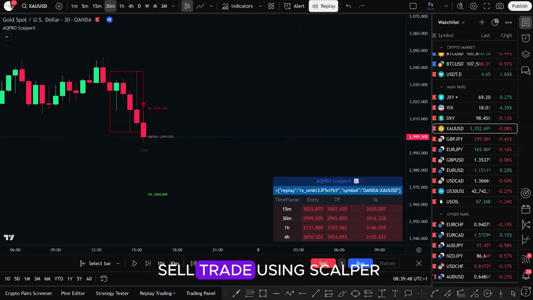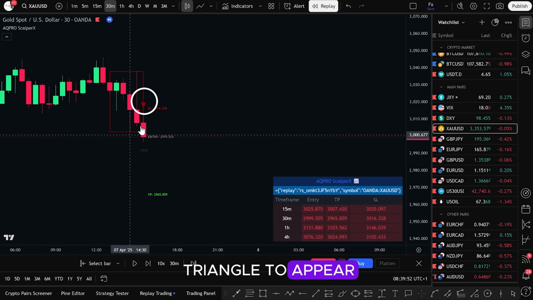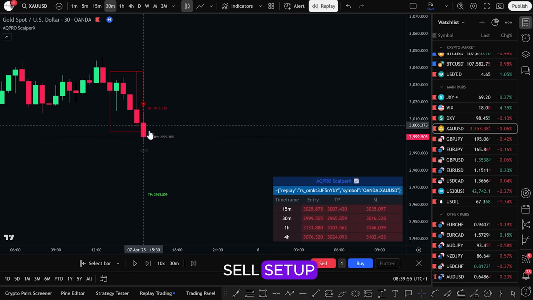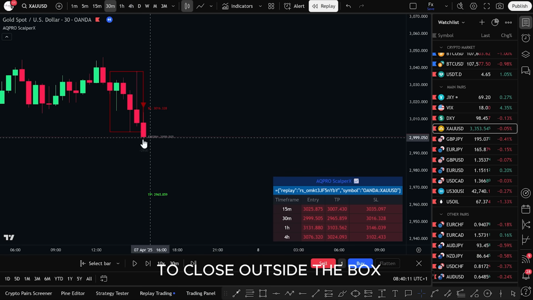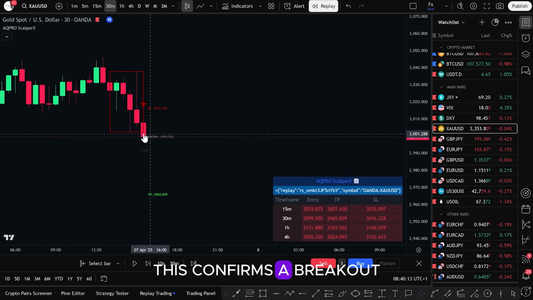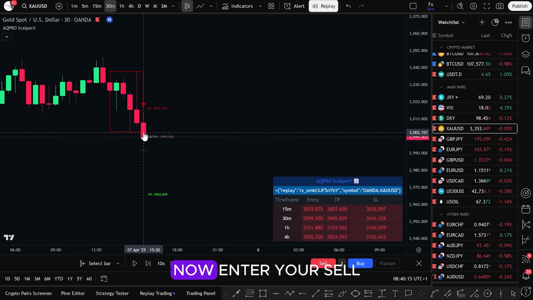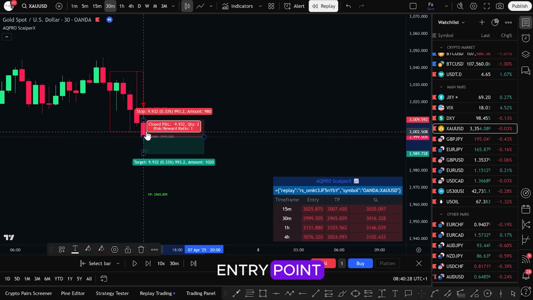How to take a sell trade using Scalper X Indicator. Wait for a red triangle to appear. This signals a valid sell setup. Once you see the red triangle, look for the candlestick to close outside the box. This confirms a breakout to the downside. Now enter your sell trade at the marked entry point.